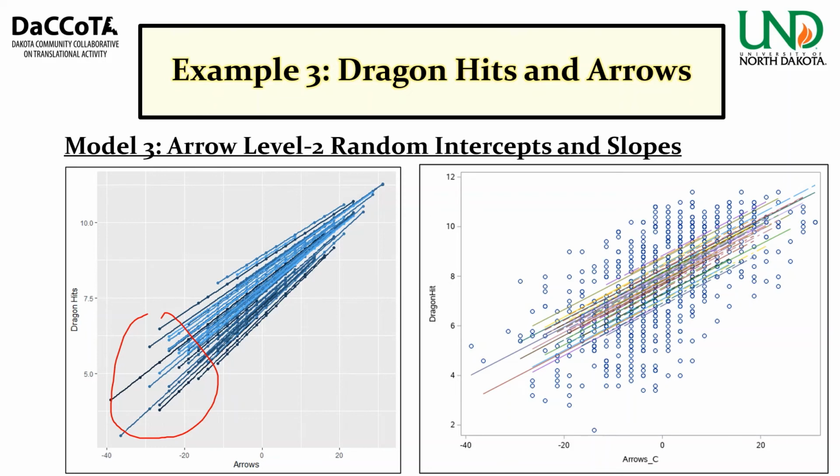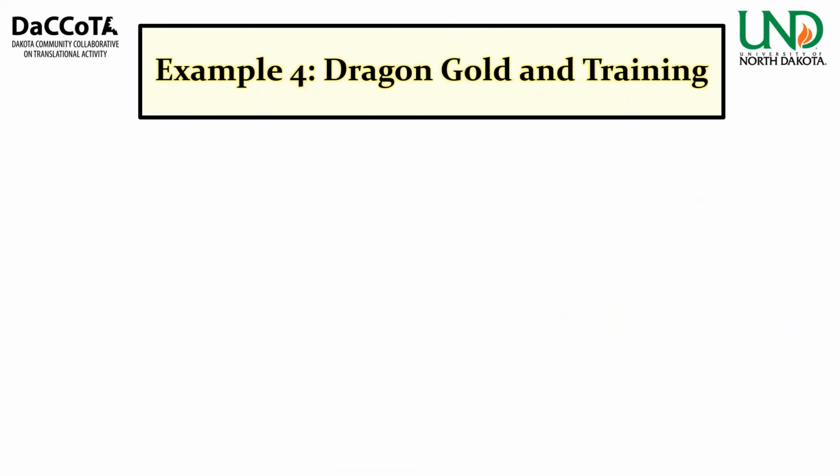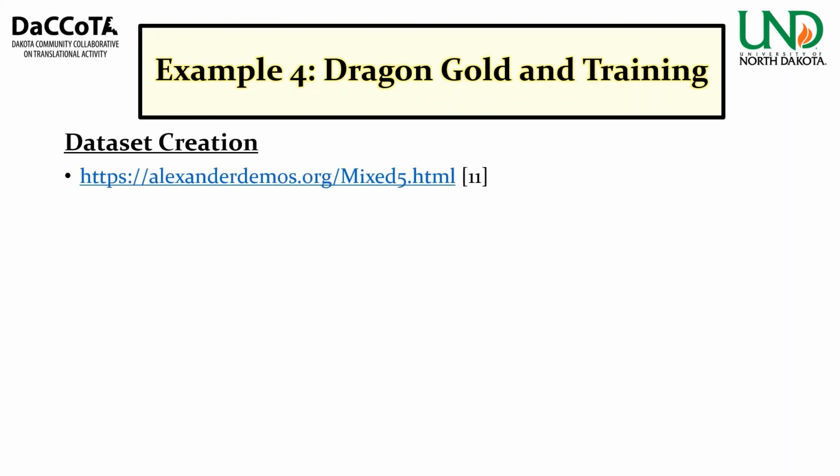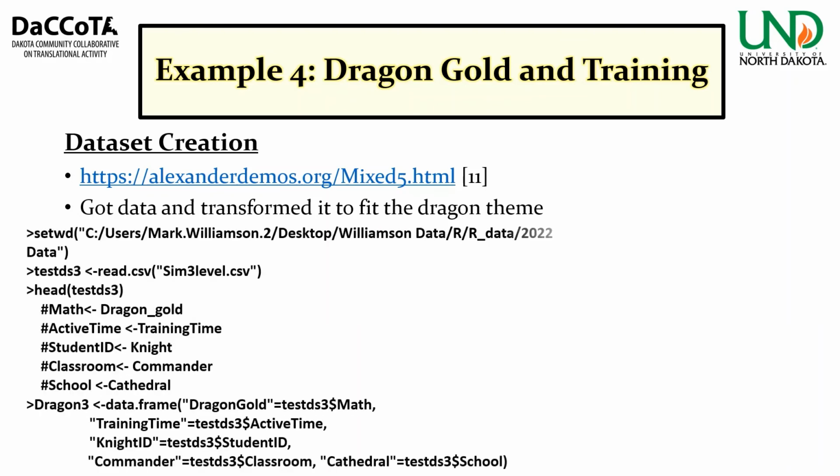Dragons. Speaking of dragons, you want more dragons? Well, done. The final dataset is tweaked from reference 11, asking the question, does the average amount of dragon gold a knight acquires depend on training time? So I get this in here. I have dragon gold, training time, and this is going to be a 3-level model. So the level 2 is going to be commander, and level 3 is cathedral. And the knight would be like level 1.